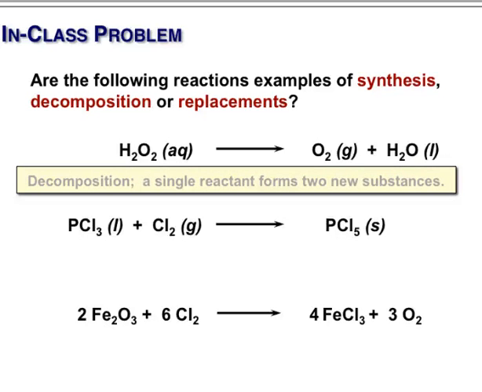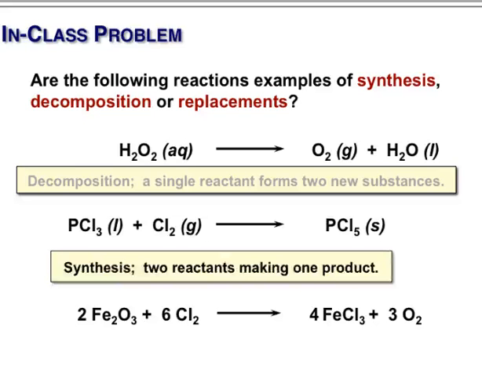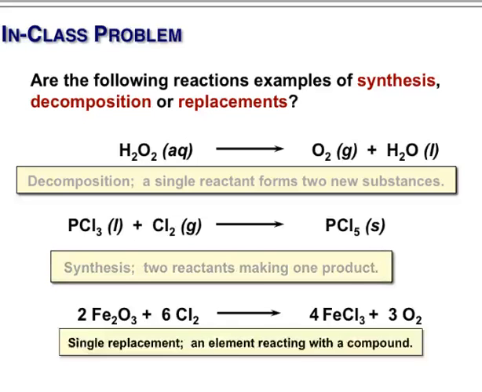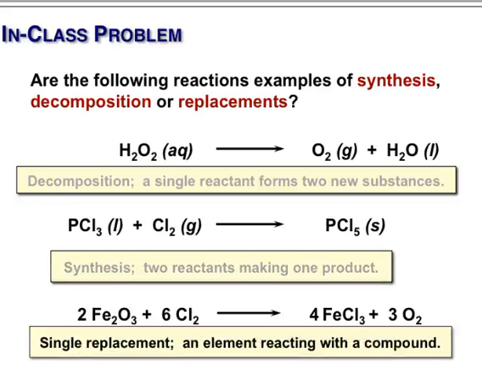Phosphorus trichloride, a molecular compound, reacting with chlorine gives phosphorus pentachloride. Two things, we're making one. Synthesis. And finally, iron(III) oxide plus chlorine to give iron(III) chloride plus oxygen. Non-metal replaces non-metal. Single replacement reaction.